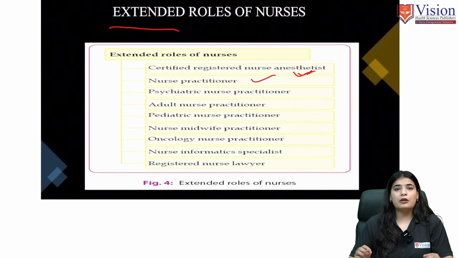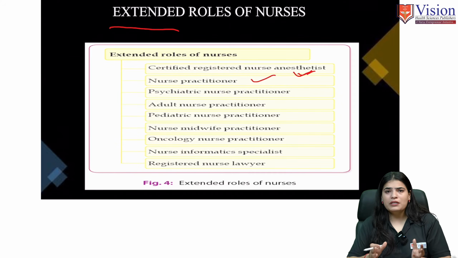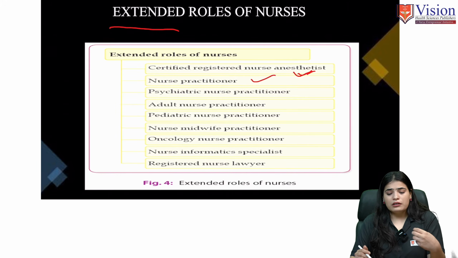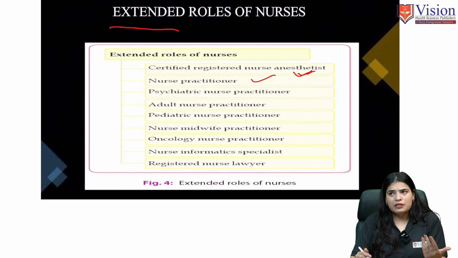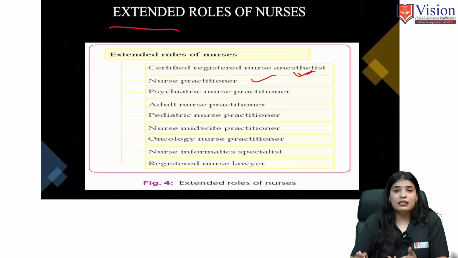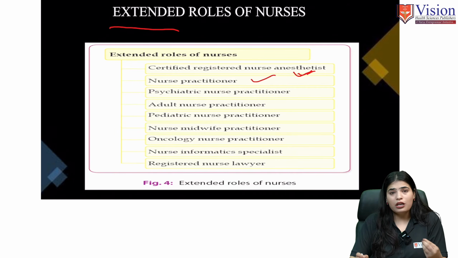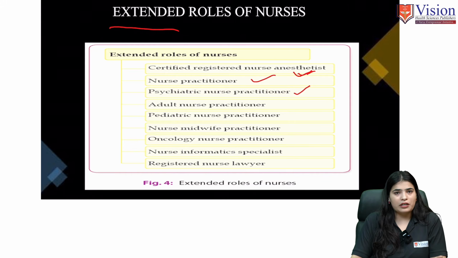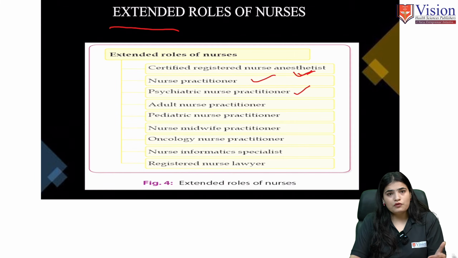What is nurse practitioner? Where the nurses can prescribe the medicine for the basic ailments. As we all know that nurses are not allowed to prescribe the medicines right now, but here as a nurse practitioner they can prescribe the basic medicine to the people who are sick. Okay, so the next is psychiatric nurse practitioner. In this, the nurse practitioner will be working in the area of psychiatry.